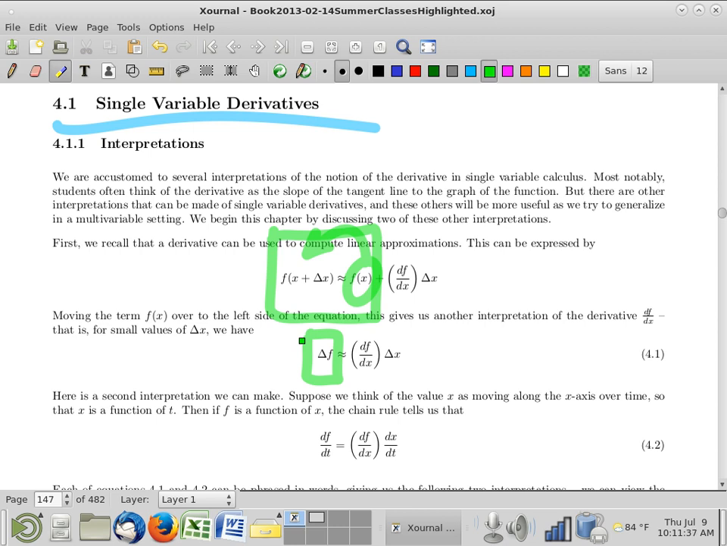Right, and we can reinterpret this then as saying that the change in f is approximated by the derivative times the change in x. Right, a different twist on an old fact. You might have even seen it written like this at some point.